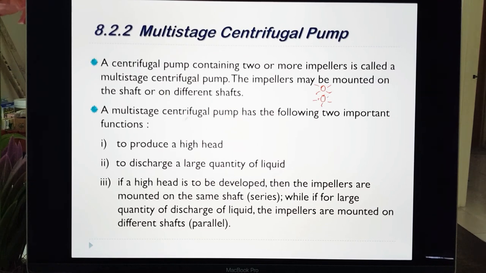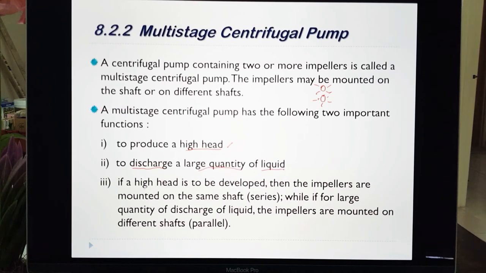So a multi-stage centrifugal pump has the following two important functions. One is to produce high head. High head means that they are able to discharge the fluid to a higher altitude compared to a single-stage centrifugal pump. And second, to discharge a large quantity of fluid.